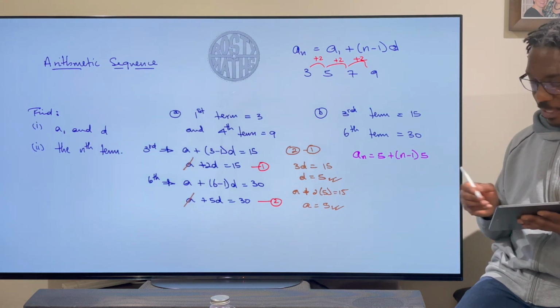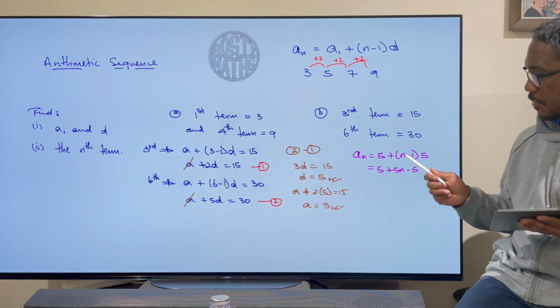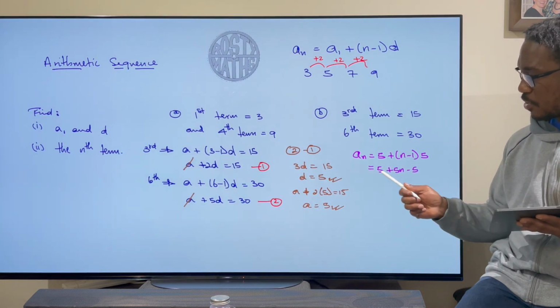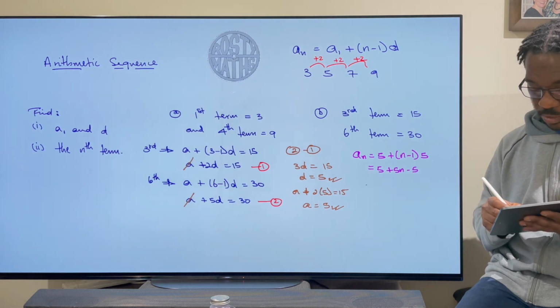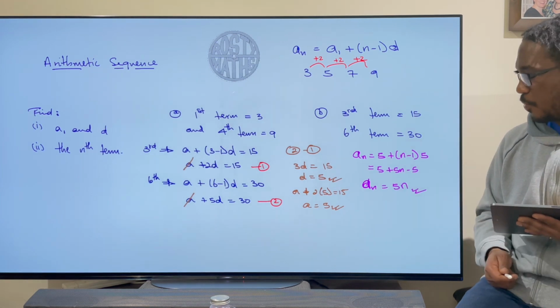Expand that bracket there. So 5 plus 5n take away 5, because 5 times n, that's 5n, and 5 times minus 1, that's minus 5. These 2 are going to cancel each other out. 5 take away 5 is 0. So the nth term is just 5n, and just like that, we are done.